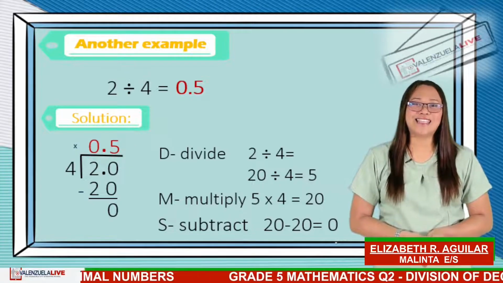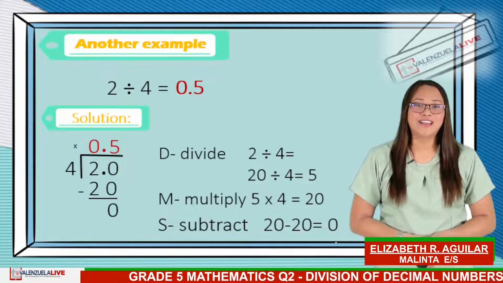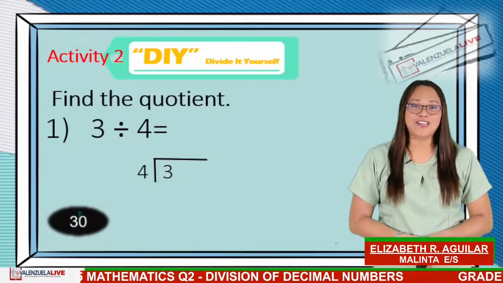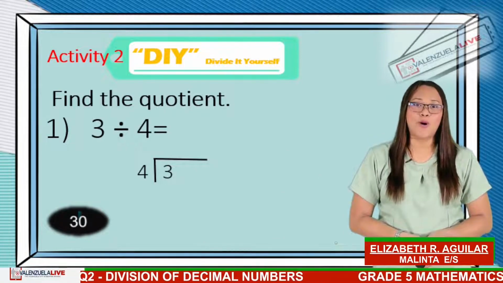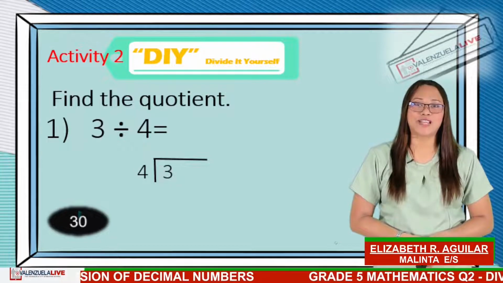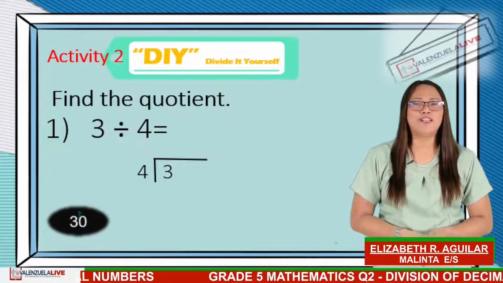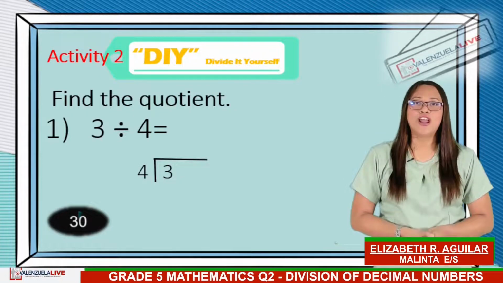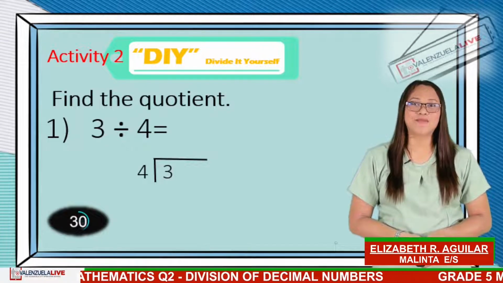Now, let's see if you really get our lesson. So, it's your turn, grade 5 mathletes, to answer activity number 2. It is also called DIY or divide it yourself. So, I want you to find the quotient of the following. So, I will give you 30 seconds each number. So, number 1, we have 3 divided by 4. Timer starts now.